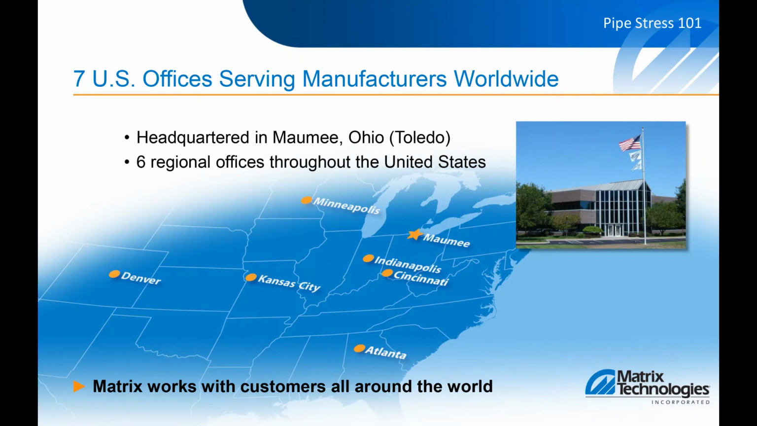A little bit about our geography. So we've got 7 offices. Maumee is our headquarters. That's near Toledo, Ohio. That's where I'm coming to you from today. Chris is in our Cincinnati office today. We also have offices in Minneapolis, Indianapolis, Kansas City, Denver, and our newest office just opened up about a month ago in Atlanta.